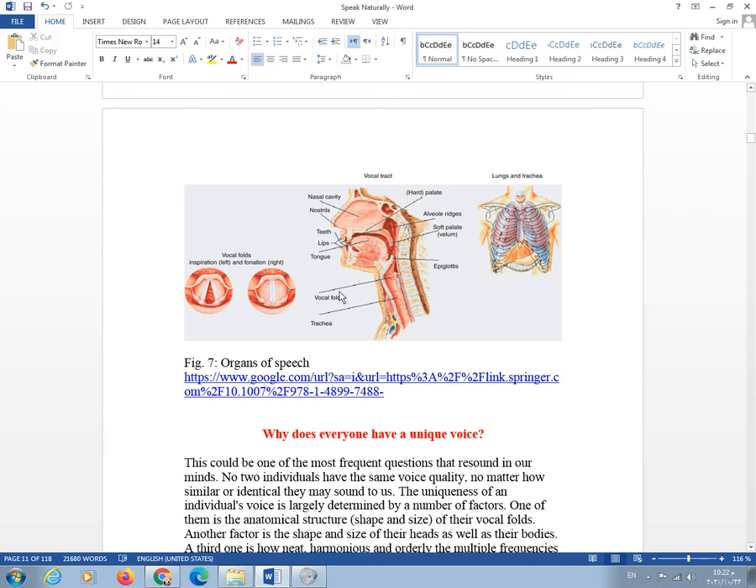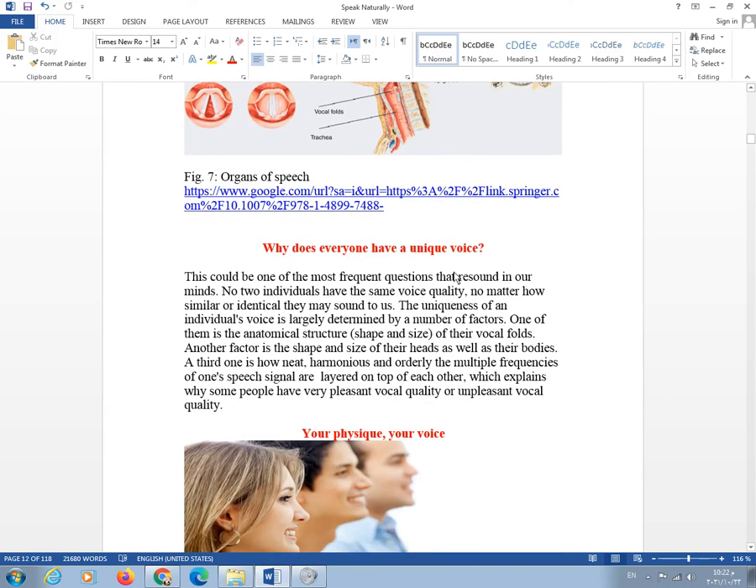Okay. Why does everyone have a unique voice? Because of a lot of things. One of them is the shape and size of your head, and the shape and size of your body. It also has to do with how neat and harmonious the multiple frequencies of your speech signal or your voice are, and how they are layered on top of each other. If they are layered neatly and harmoniously, this will give you a pleasant voice. And that's why singers and reciters and so on are people who have this. Their voices are sweet voices.